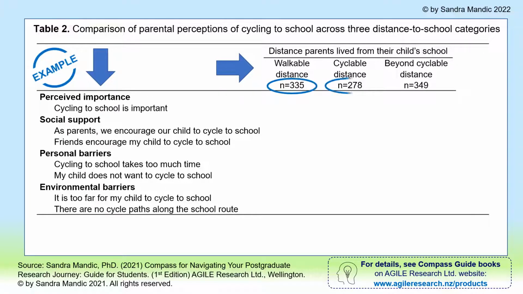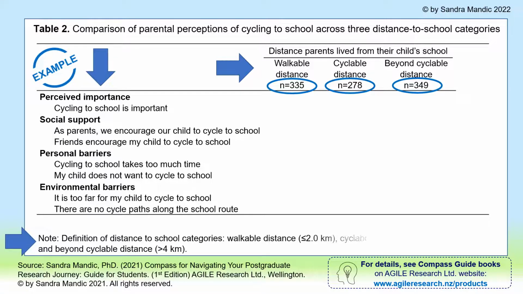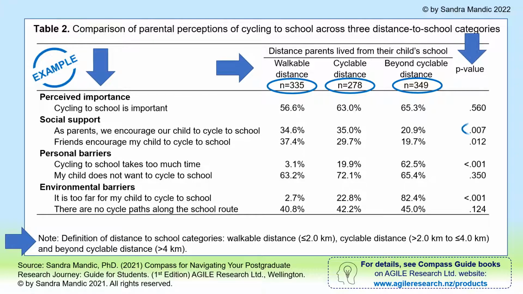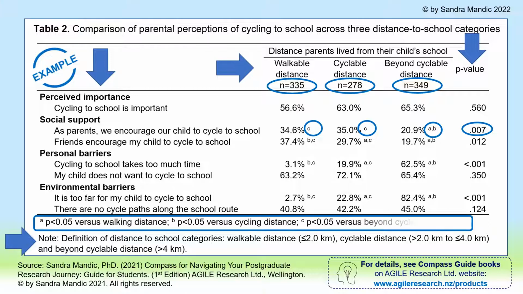Indicate the number of participants in each study group within a table. If necessary, provide a brief definition of study groups under the table as shown in this example. Present your results within the table and, if applicable, present the results of statistical analysis. If necessary, provide additional information related to data analysis under the table, such as letters or symbols used to indicate statistically significant differences between the groups, as shown in this example. Number tables consecutively throughout your research report.